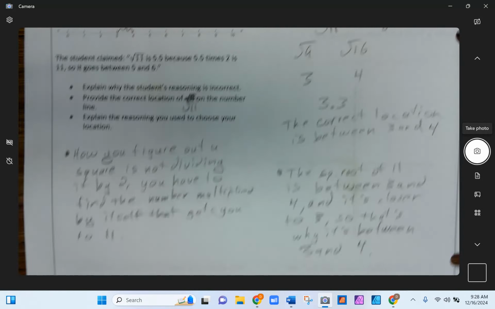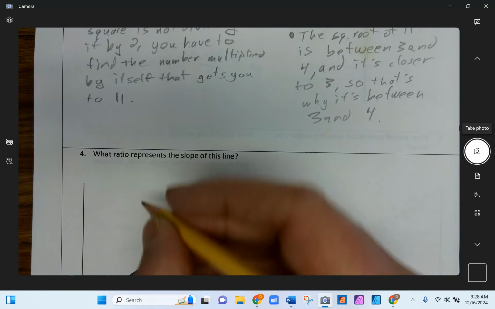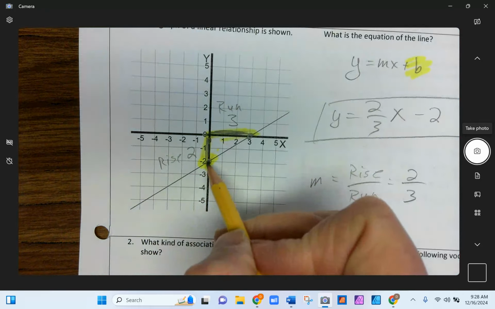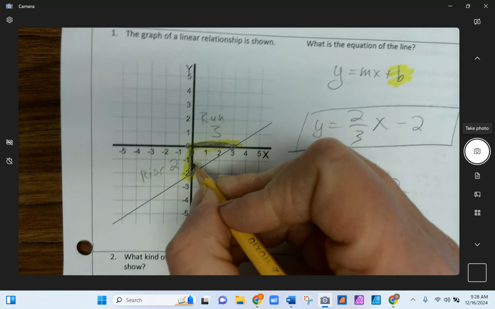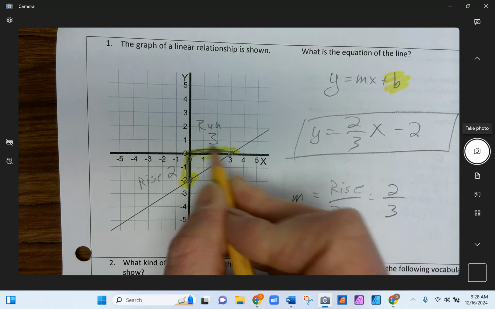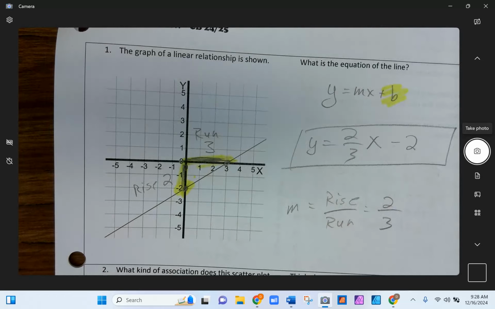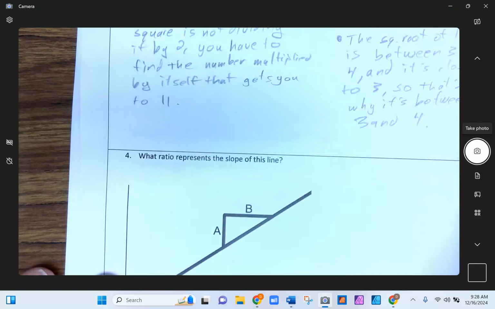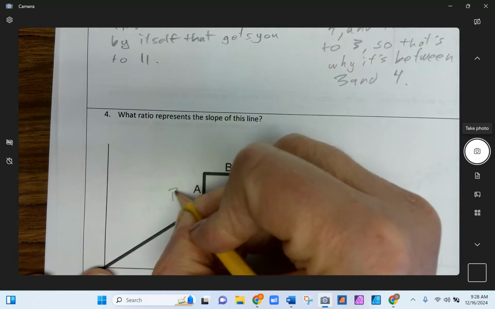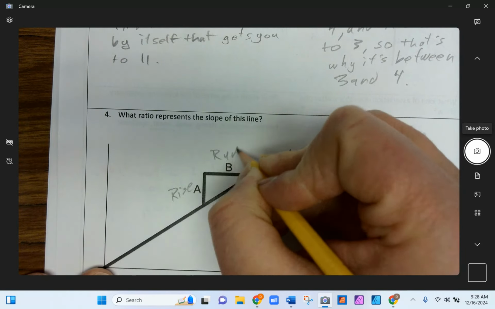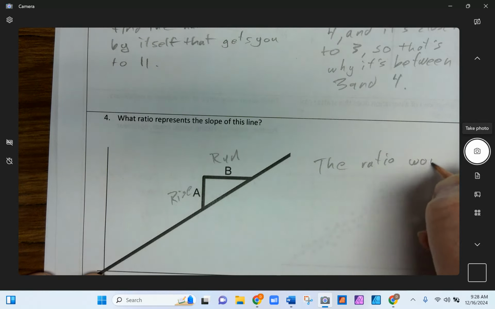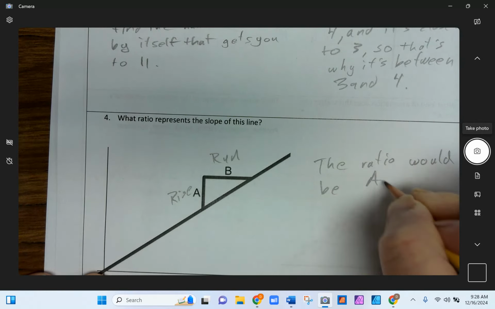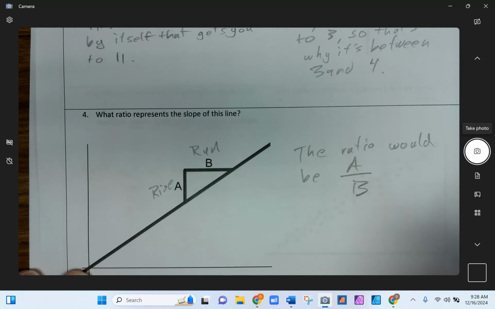Okay, good to go. So which ratio represents the slope of this line? This goes back to figuring out the slope of a line, right? You figure out your rise and your run. So this number right here is going to go on the top of the fraction. This number right here is going to go on the bottom of the fraction. But you might say, oh, well, Mr. Wishart, there's no numbers right here. But you still know that this is the rise and this is the run. So the ratio would be A over B. Okay.